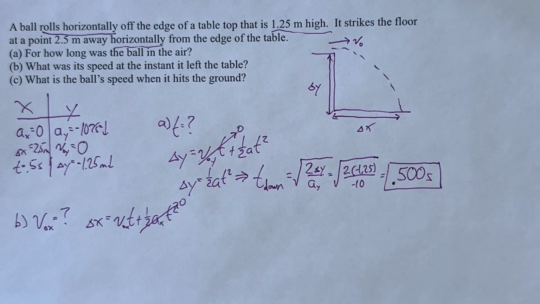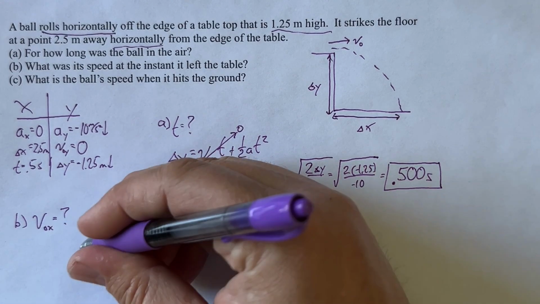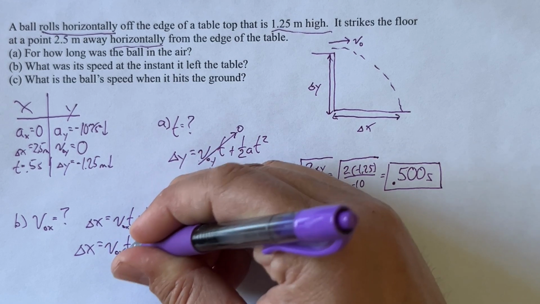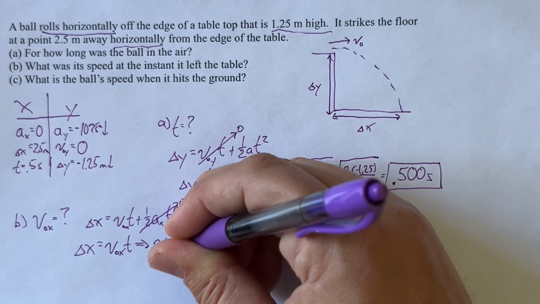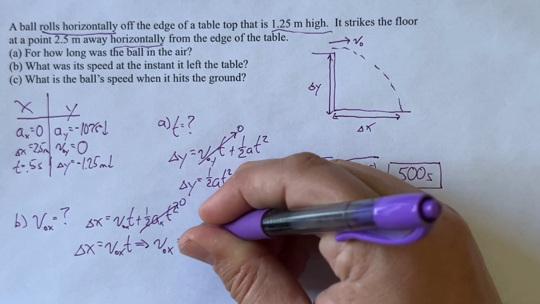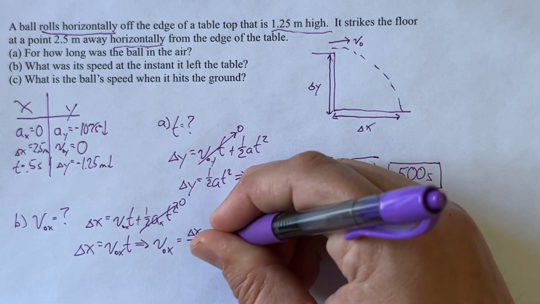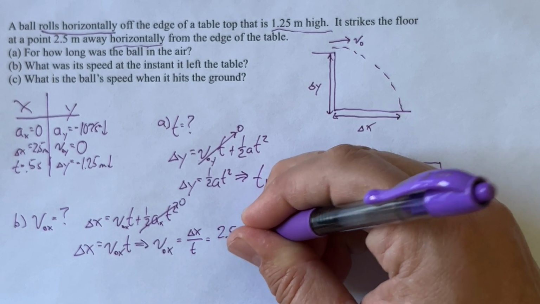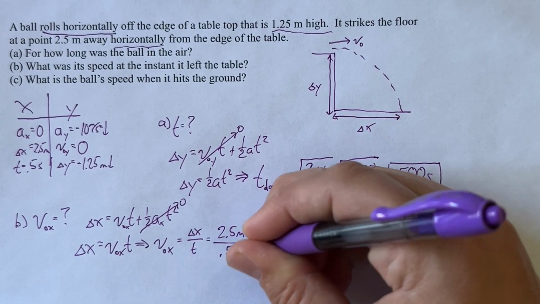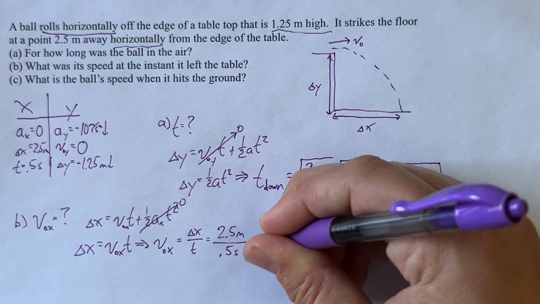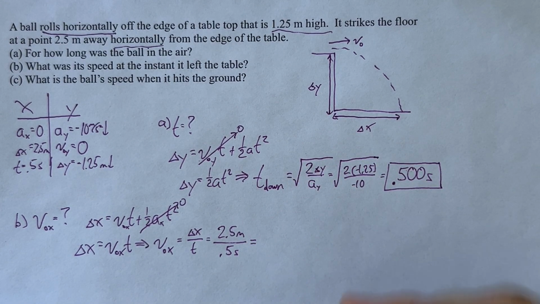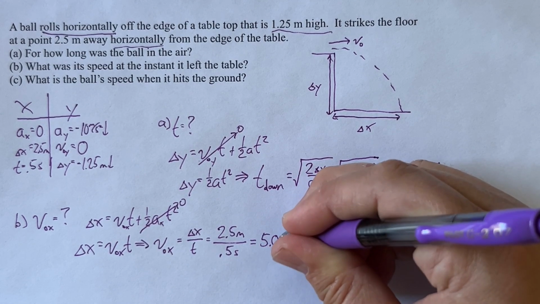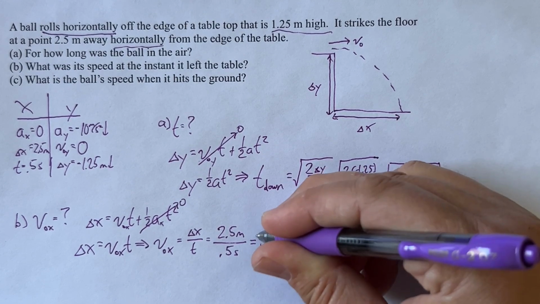Now, with our x acceleration of 0, that becomes a pretty simple equation. And so for delta x equals Vox times time, our Vox can be found simply by taking our x displacement over time. So our 2.5 meters over 0.5 seconds, and that's going to come out to an overall starting velocity then of pretty much 5 meters per second forward.